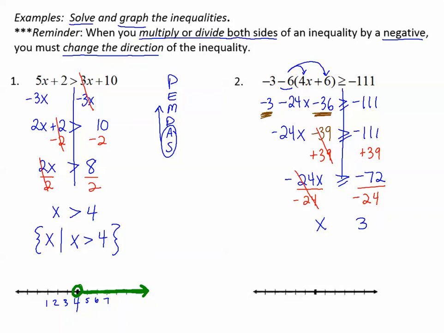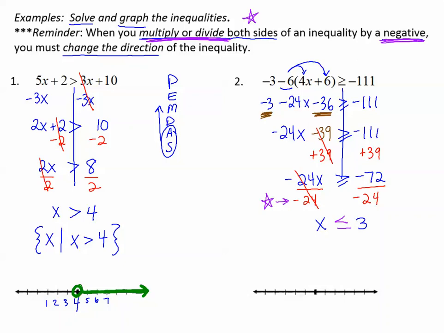Now notice, we divided by a negative number. Look at that reminder when you multiply or divide both sides by a negative. And that's what we have here. We're multiplying or dividing both sides by a negative. We reverse this inequality. So x is less than or equal to 3.